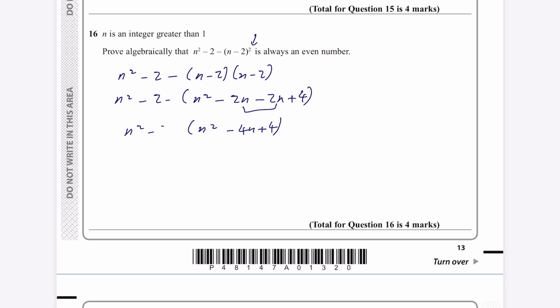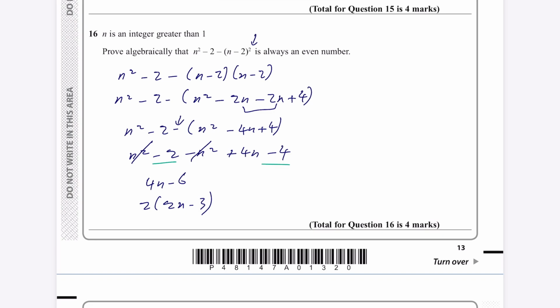Let me copy this in. And now we can multiply it all by this negative to expand the brackets out, so that's n squared minus 2 minus n squared plus 4n minus 4. And then these two cancel out, and I can collect these two like terms, so that becomes 4n minus 6, and I can factorize that into being 2 bracket 2n minus 3.